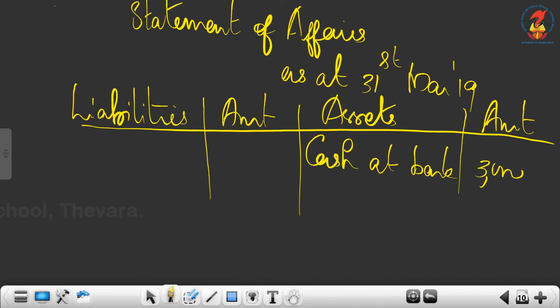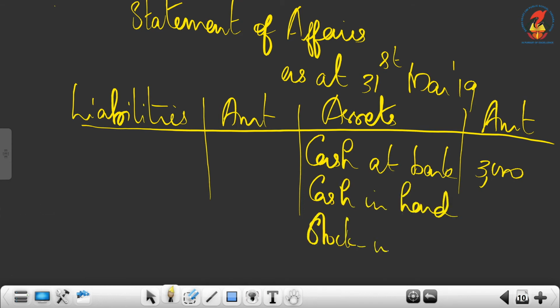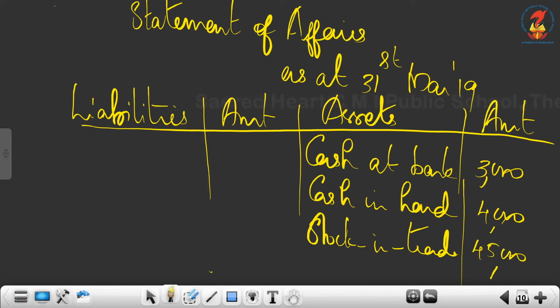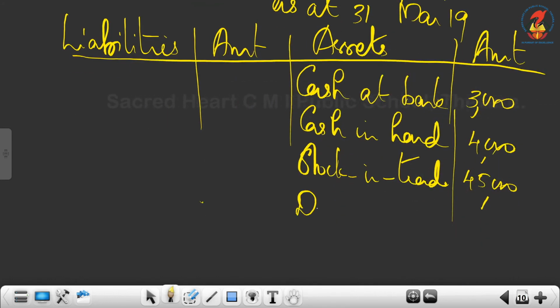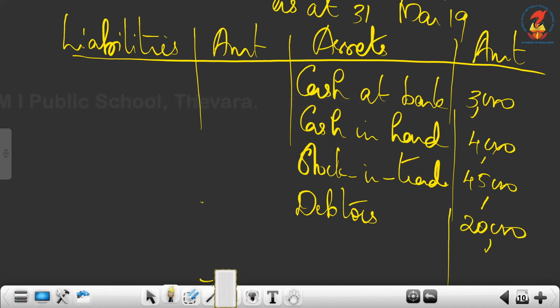year ending figures. Cash in hand 4,000, stock in trade 45,000. Debtors 20,000. Then we have office equipments.